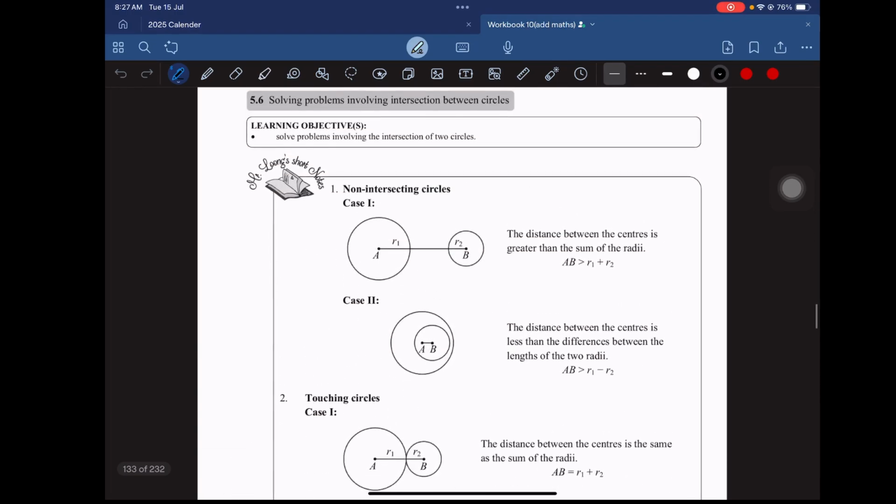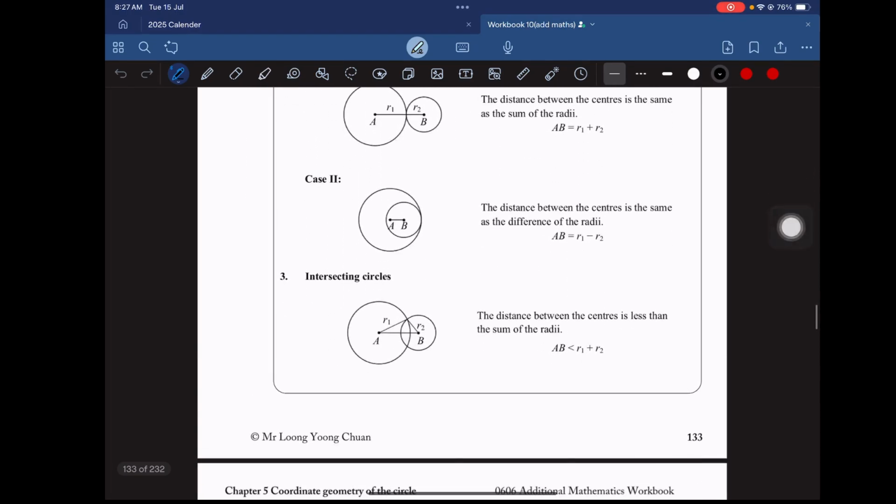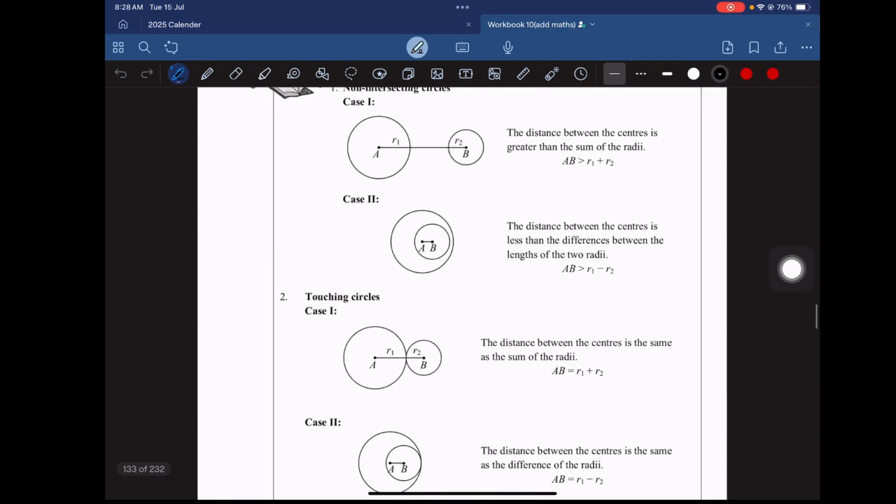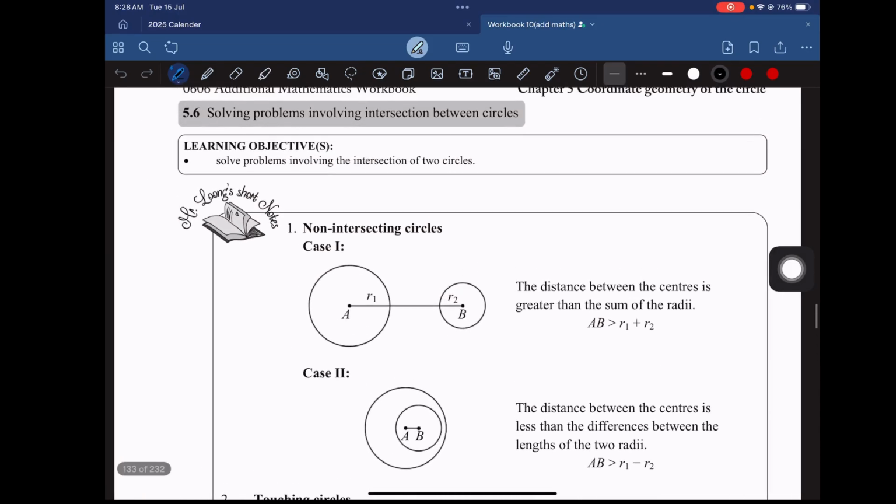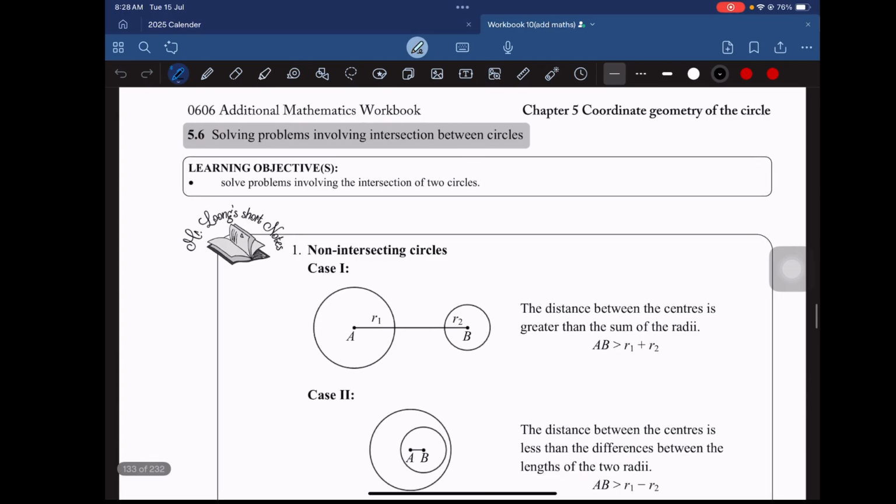So we will learn about the intersection between two circles. Let's turn our workbook to page 133. Right, so let's take our workbook and turn to page 133. Okay, right, on page 133.